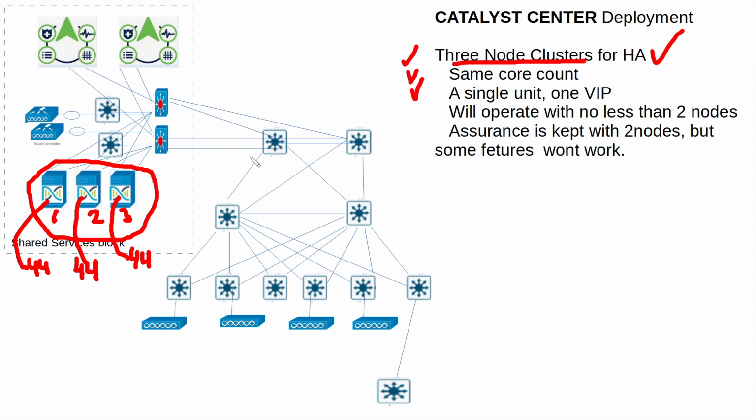They are seen as a single IP address. So there is a virtual IP address that will represent your whole Catalyst Center cluster. It will operate with no less than 2 nodes. So you can afford to have one node malfunctioning, and if you still have 2 remaining nodes, this cluster will still work. But if you have 2 nodes, some features will stop working and some other features will remain. For instance, assurance will still work, but some other functions will not.